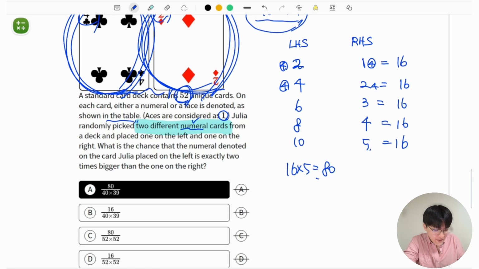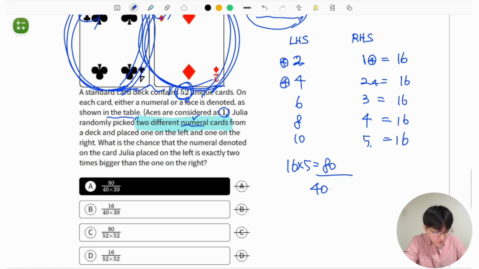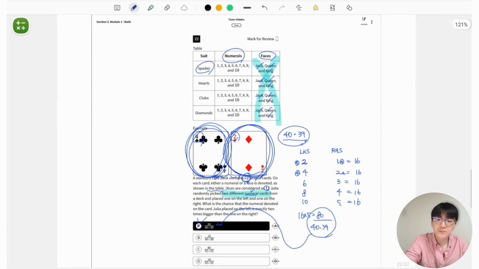And we want to divide that by what? The value that we found earlier, which is 40 times 39. And that is the possibility that we are looking for. Therefore, answer choice A is the correct answer. Now, we just reviewed test 1, module 1, and I will see you in module 2.